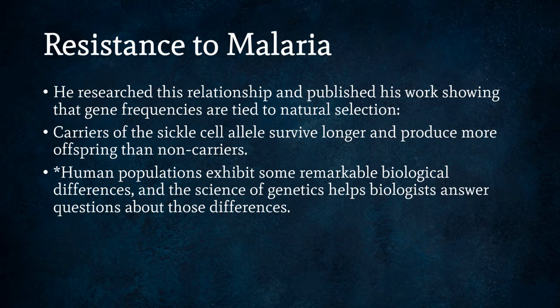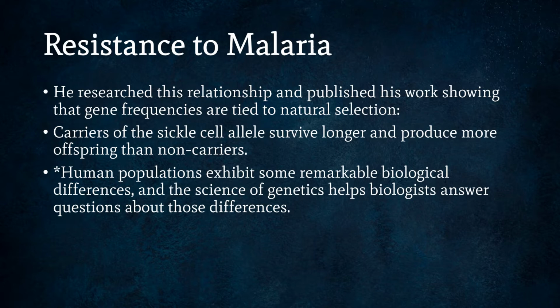He researched this relationship and published his work showing that gene frequencies are tied to natural selection in human populations. The carriers of the sickle cell allele survive longer and produce more offspring than non-carriers due to this factor of malaria. Don't forget, when we looked at natural selection, we were looking at environmental factors. One of the common examples that I'll show you in this slide and that we saw in the natural selection slide was the crows or the birds. That bird was a factor. Here, malaria is an environmental factor.